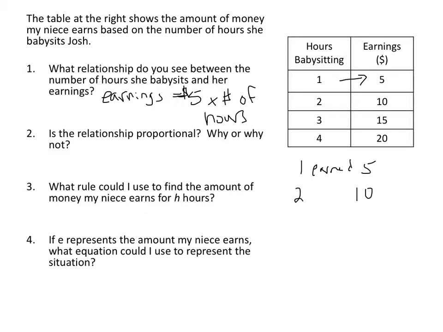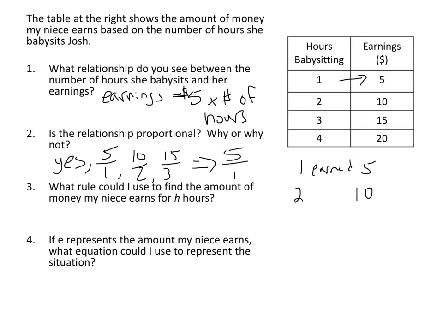Do you think this relationship is proportional? Why or why not? Hope you said yes, because if you look at it, each of these would simplify to the same fraction. So we'd have $5 for 1 hour, 10 over 2, 15 for 3, and all of them actually simplify to that 5 for 1.